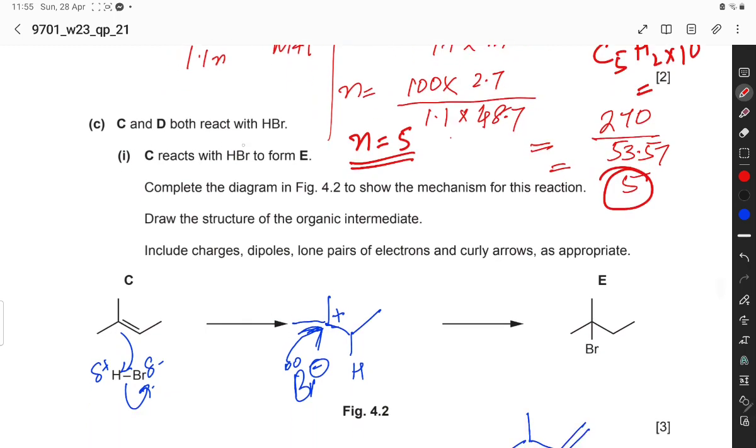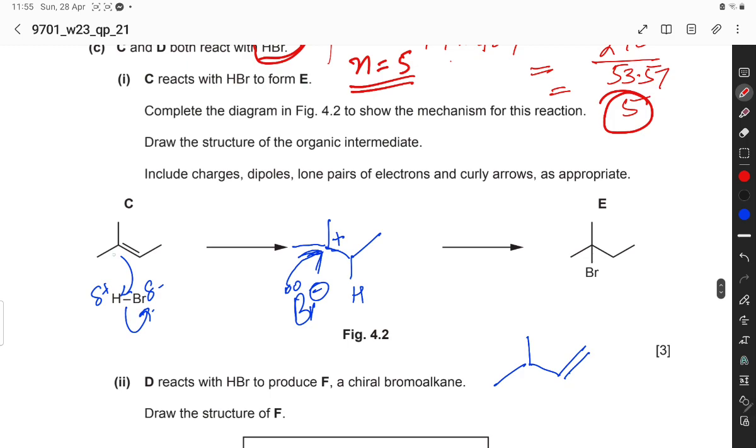C and D react with HBr. C reacts with HBr to form E. Complete the diagram for the electrophilic addition with HBr. So this is how to show the curly arrows.